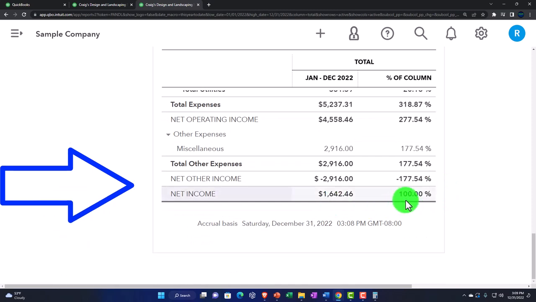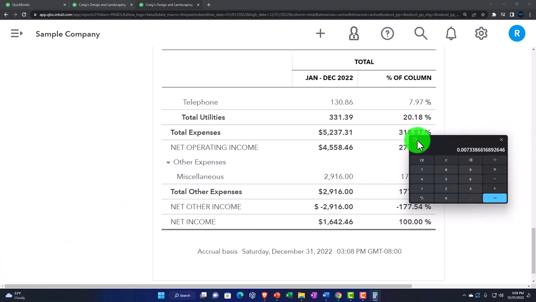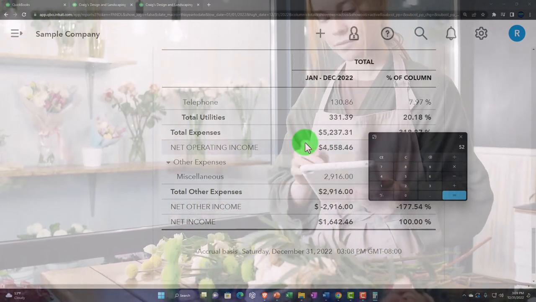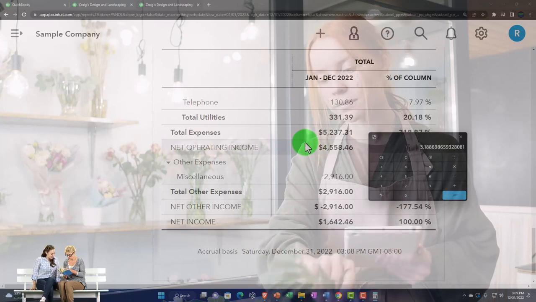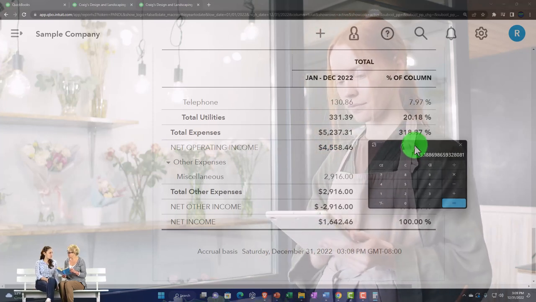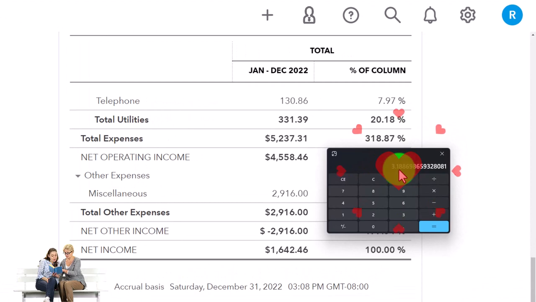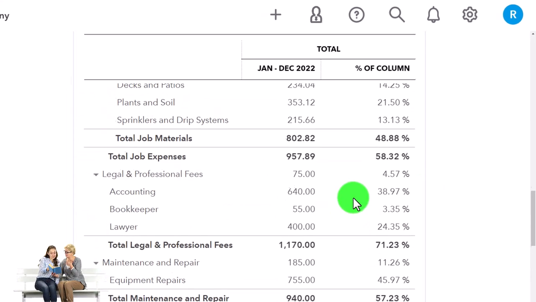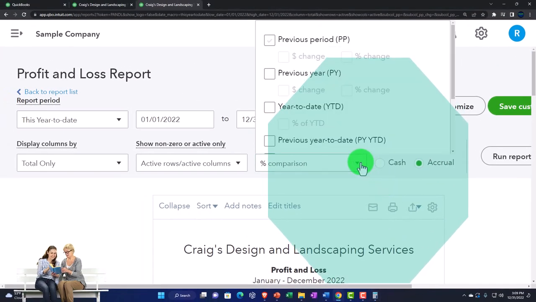So here it is, 100% on the net income. And if I was to compare some other line item to it, you're going to say expenses are 5237.31 divided by 1642.46. If I move the decimal two places to the right, 318. So you're going to get some funny numbers. This might be helpful for some ratio analysis, but it's not the most common way you're going to see this kind of report. It could be useful in some cases, but it's probably not the standard report that you would be generating in a package of reports.